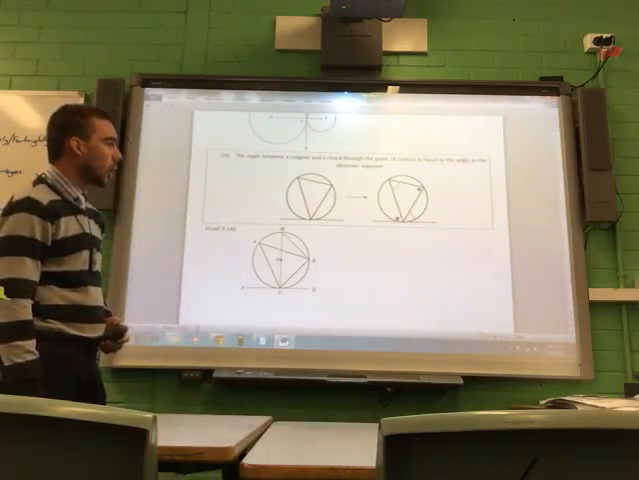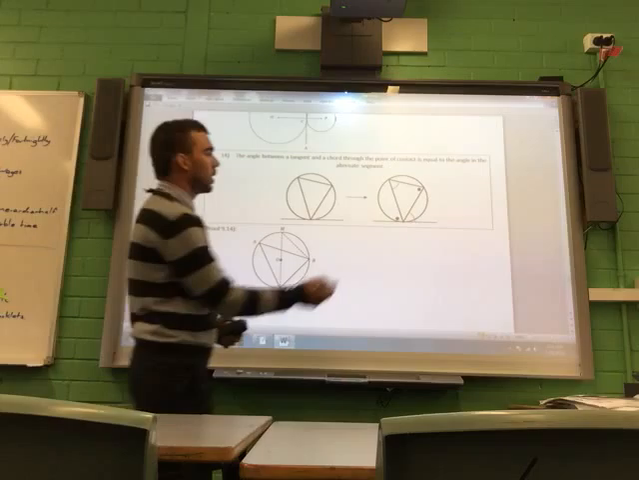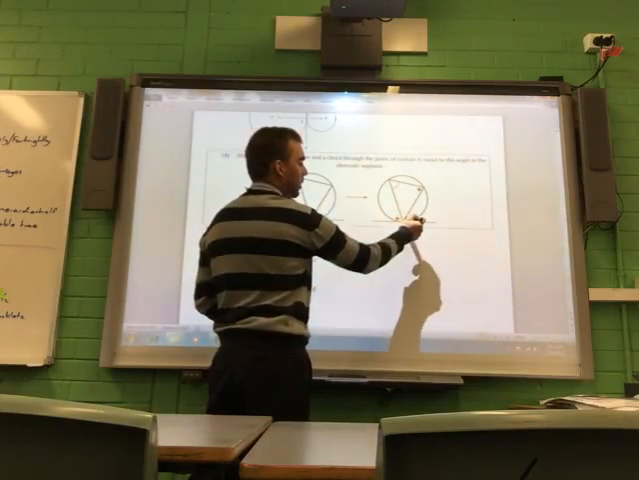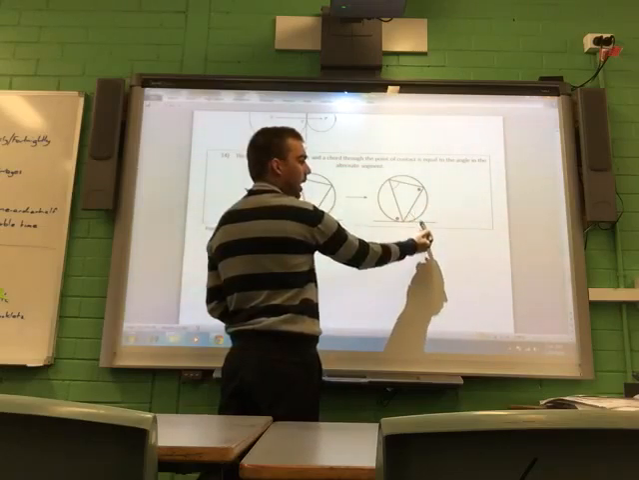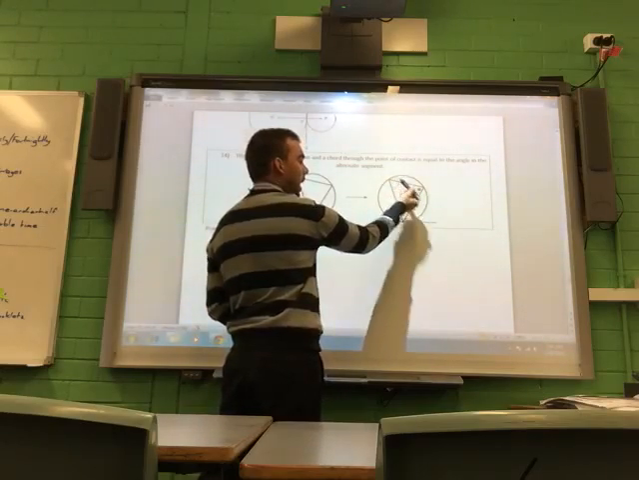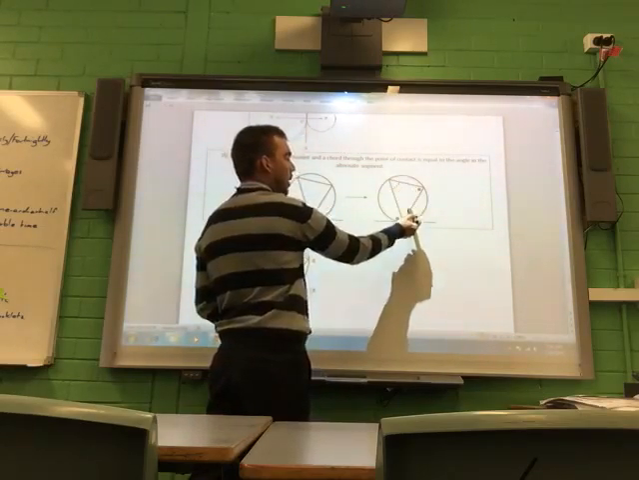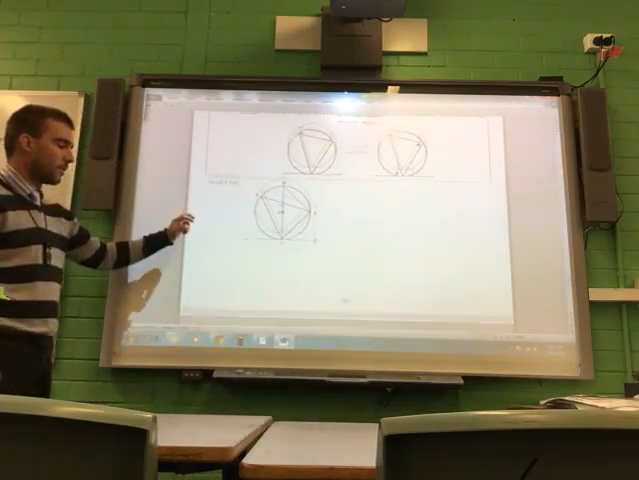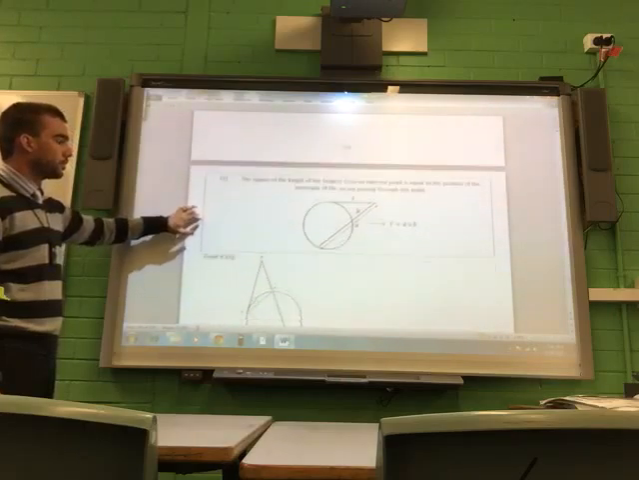Angle in the alternate segment. In other words, it is opposite the chord. So you've got the tangent, you have the chord here, you've got the angle formed here. The opposite angle from that chord is also equal to that angle in there. So we need to make sure we're looking out for that in our proof.